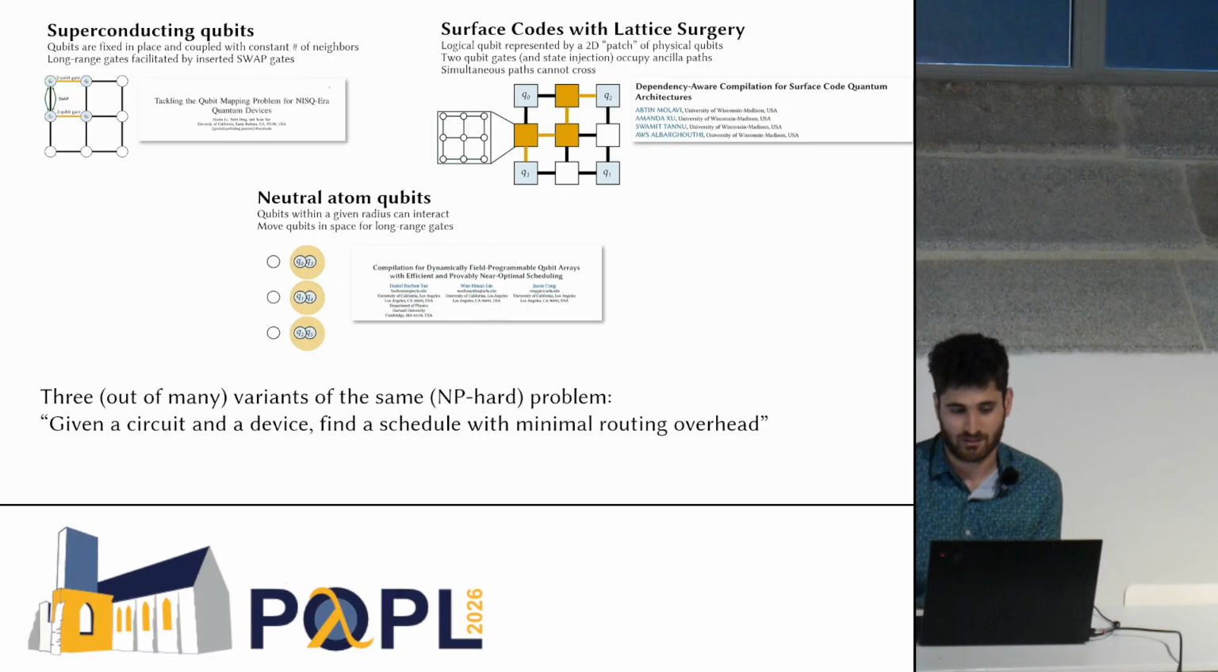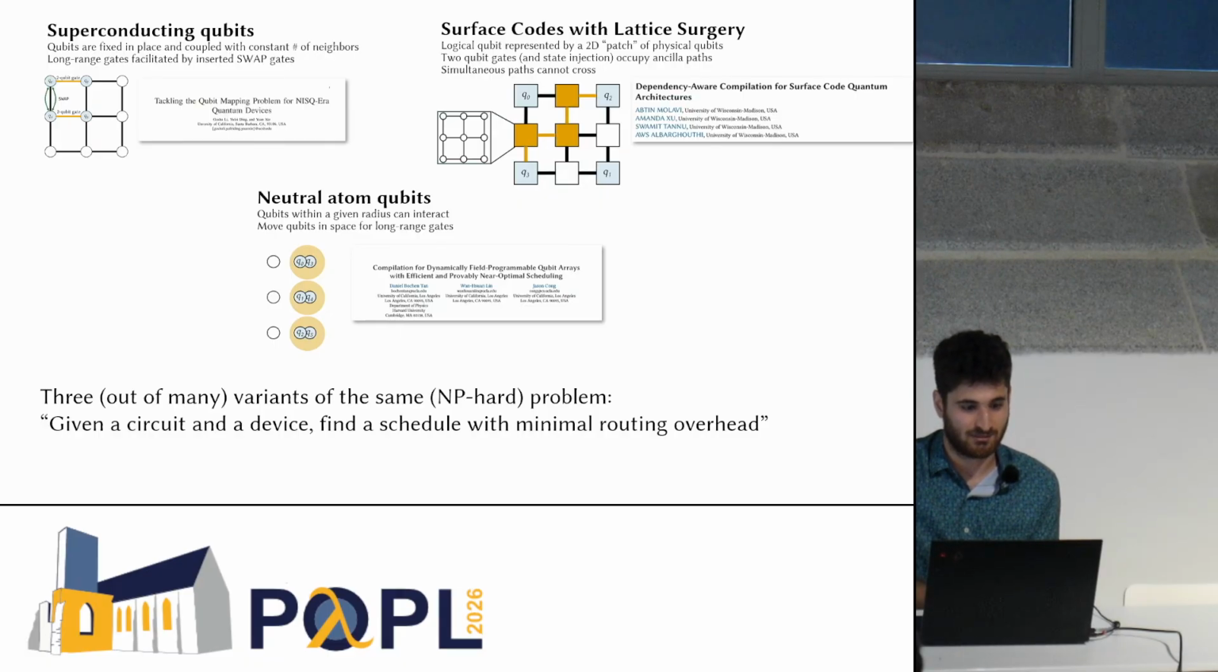So the details of these different platforms vary, but you can see how if we zoom out like this, we really get 3 different variants of the same problem. And this problem turns out to be an NP-hard combinatorial problem in all of these cases, and it typically is, which is that I have a circuit and a device, and I'm looking for a scheduling of the circuit which has minimal routing overhead. So you can think about that as trying to maximize the parallelism of our execution and minimize the number of inserted operations and overhead for moving data around.